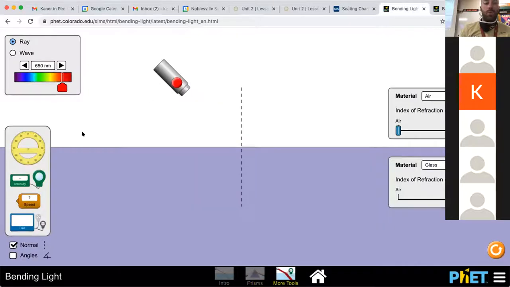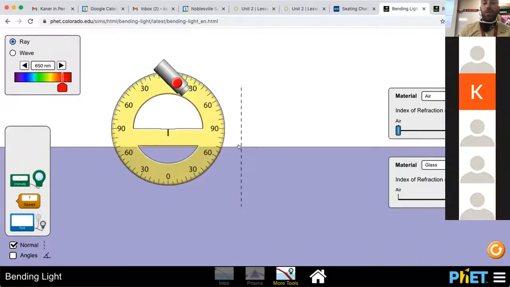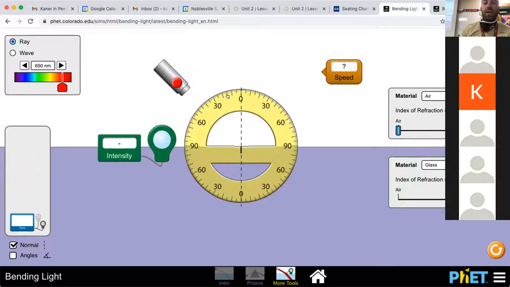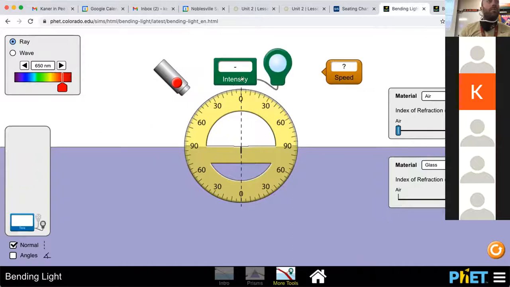There's also more tools. For instance, you can add a protractor to the mix. You can get a speed reading of your light wave. You can get an intensity meter for how bright your light is. You can play around with all these different aspects as you turn the laser on and off. You can even change the color of the laser to see if that has any impacts.